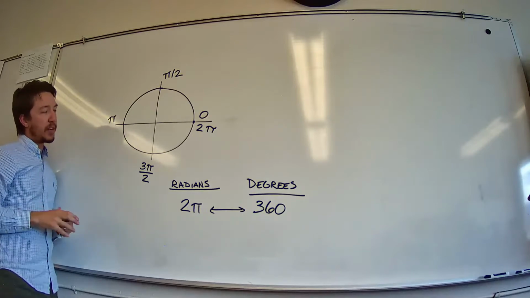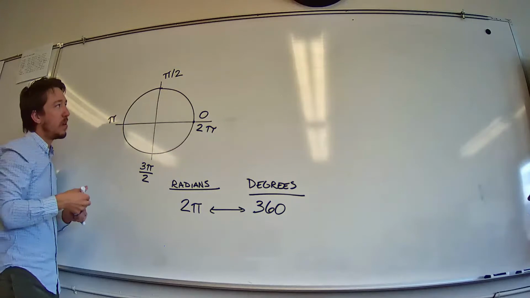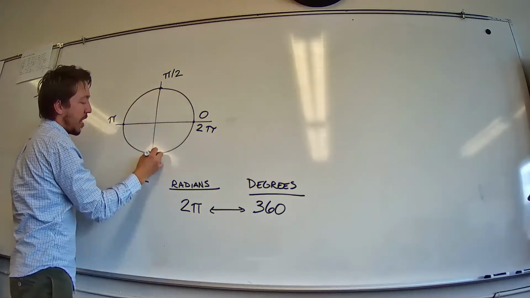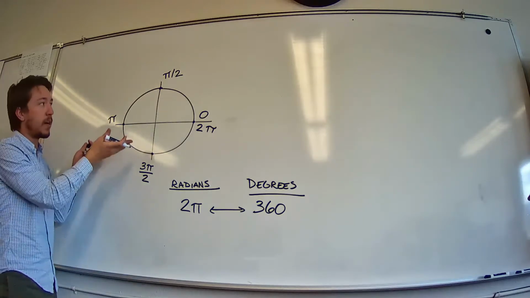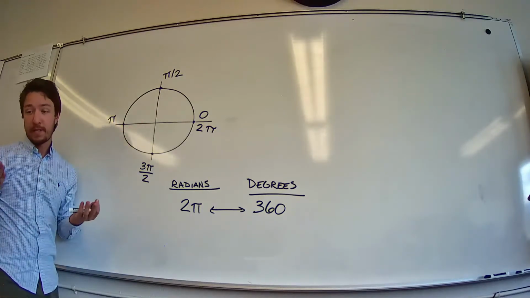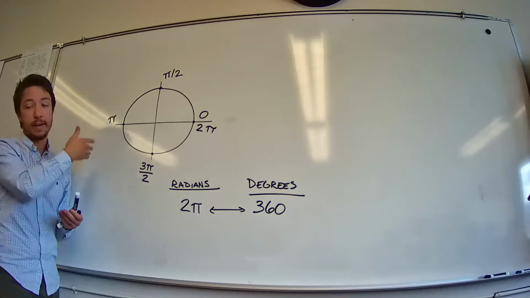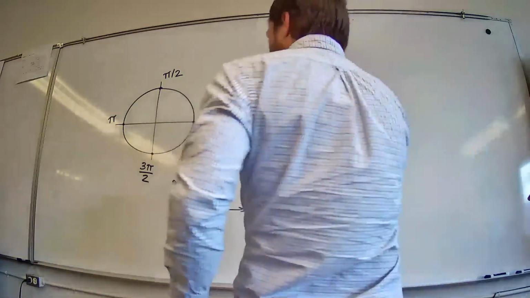In fact, most of the time when you're doing calculus, these are really the 4 points you've got to know. The other ones certainly come up, but these are the big ones. Because if you remember from last year, this is where your sine and cosine values hit 0 and 1, or negative. That's why they come up so often.